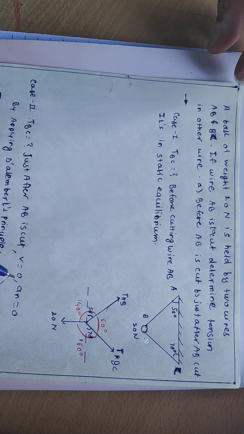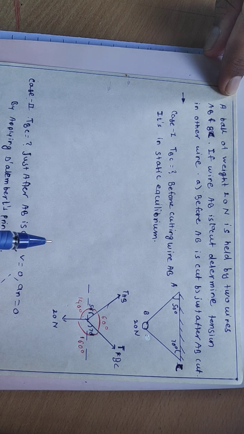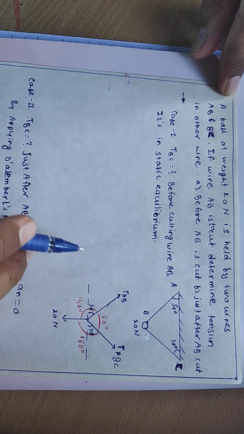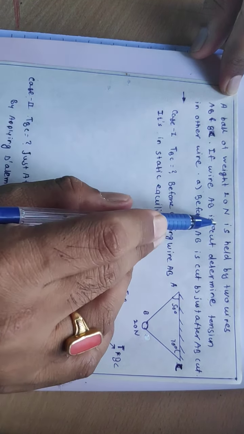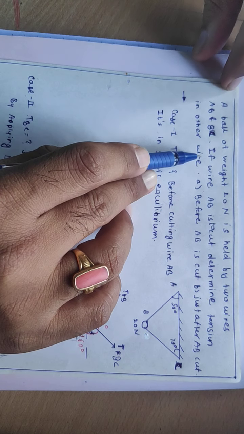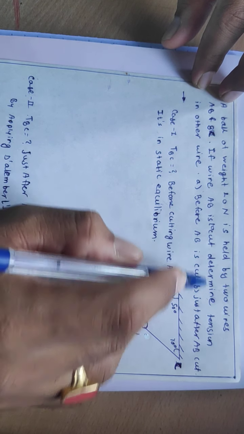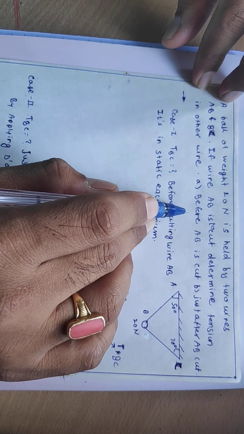Hello students, now we will study the first simple problem on D'Alembert's principle. So here is the question. A ball of weight 20 Newton is held by two wires AB and BC. If wire AB is cut, determine the tension in the other wire.